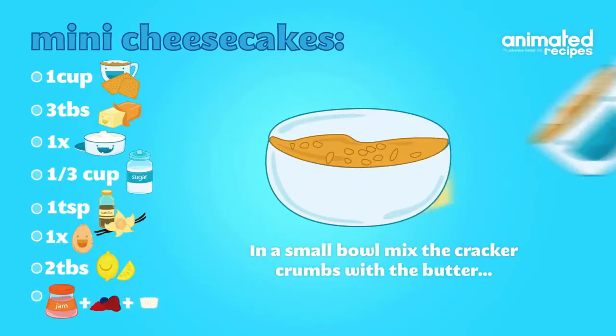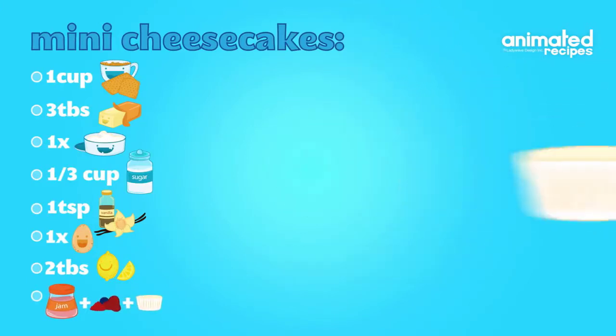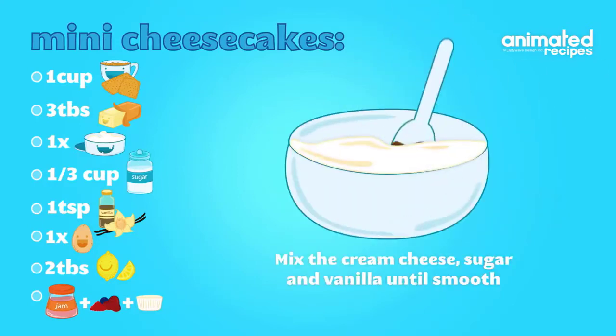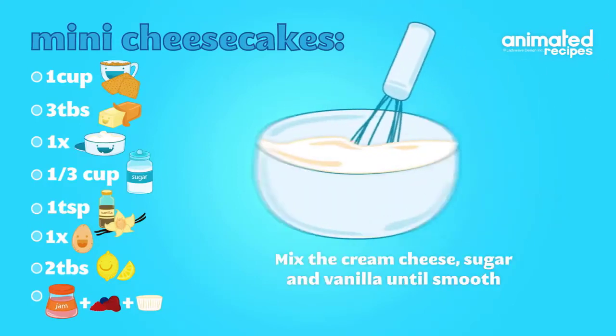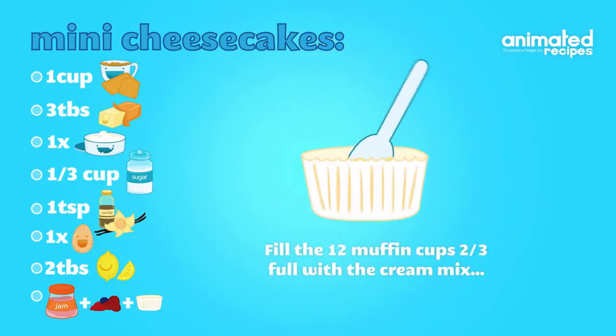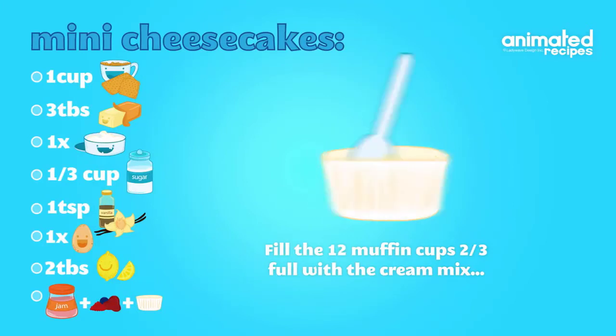In a small bowl, mix the cracker crumbs with the butter. Press the mix gently into the 12 muffin cups. Mix the cream cheese, sugar, and vanilla until smooth. Add the egg and lemon juice to the mix. Fill the 12 muffin cups 2/3 full with the cream mix.